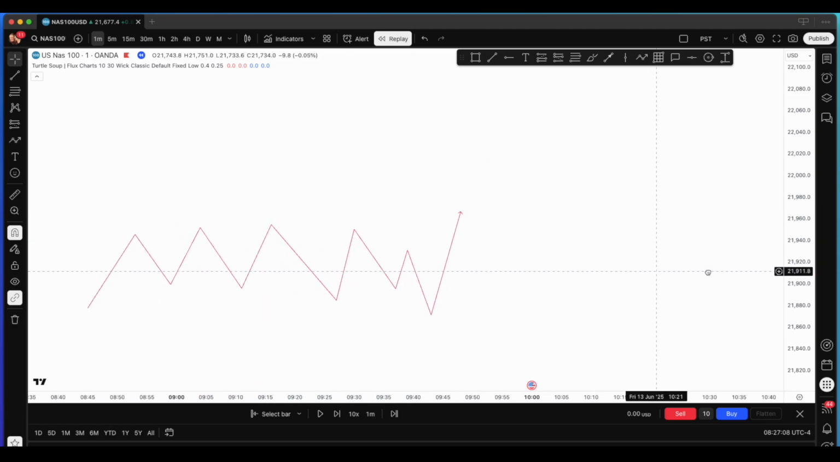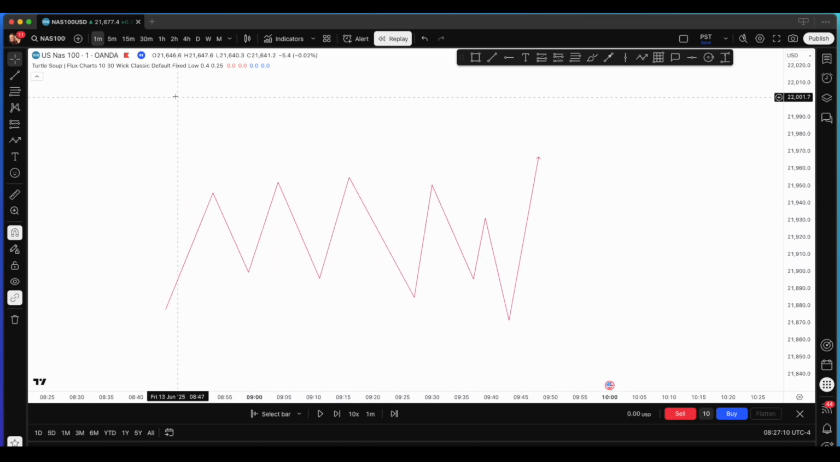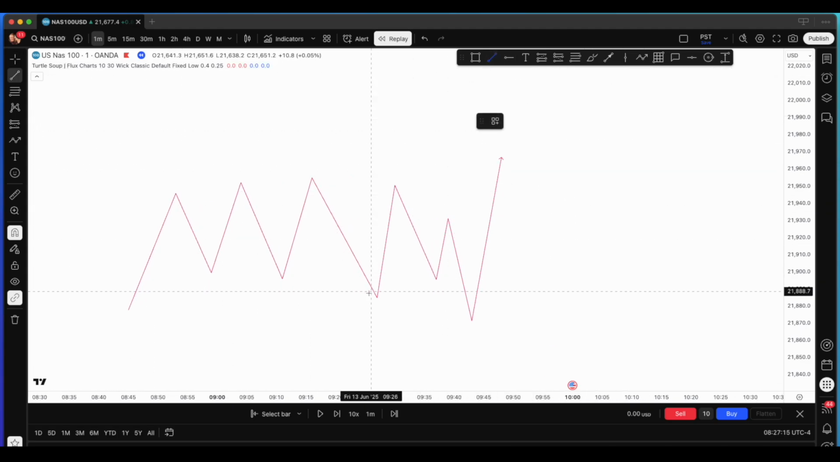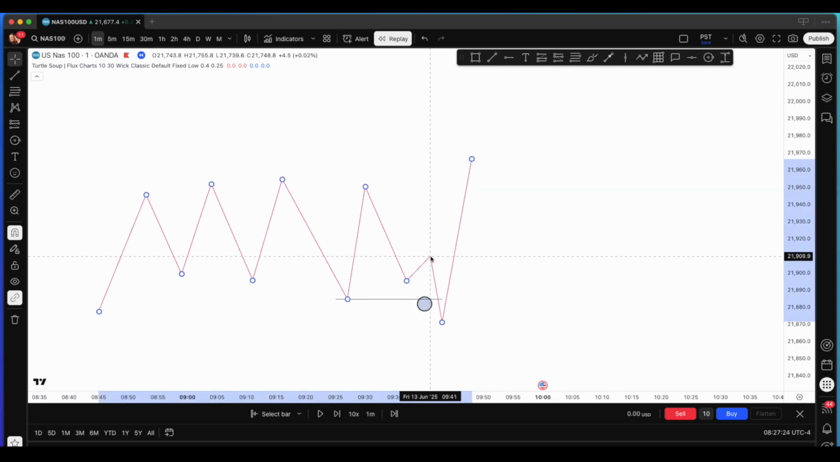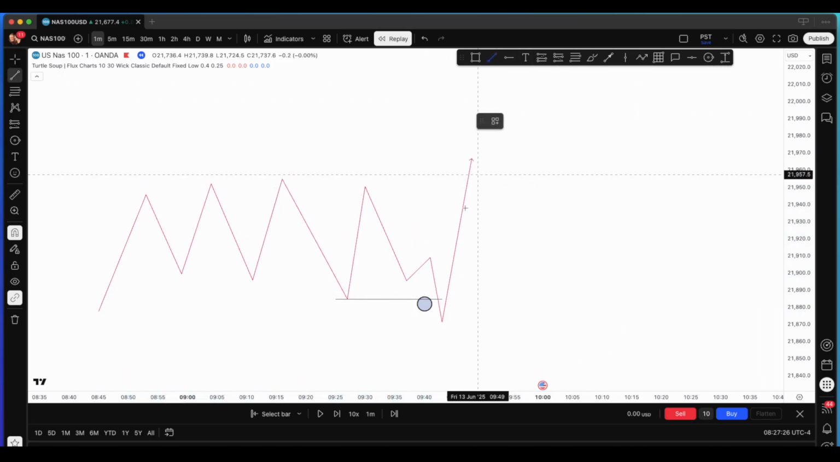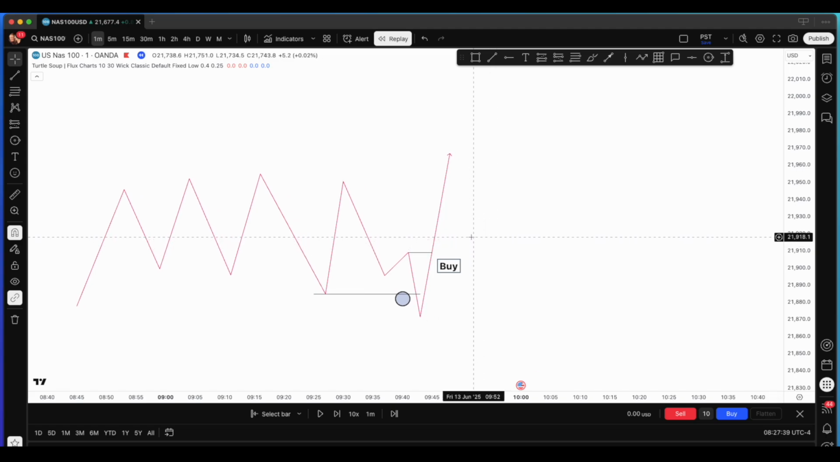So how this entry model works with the Flux Charts turtle soup indicator: we are going to wait for liquidity to be taken. You'll see the indicator is going to make a circle for you when liquidity has been taken, and then as soon as we have a market structure shift, we are going to get a signal that's going to say buy or sell, and then we're going to enter our trade.